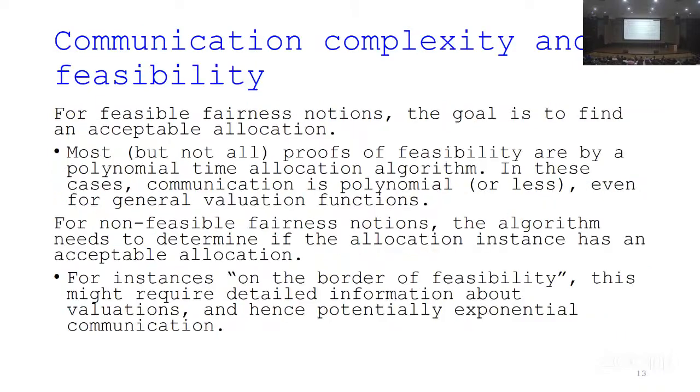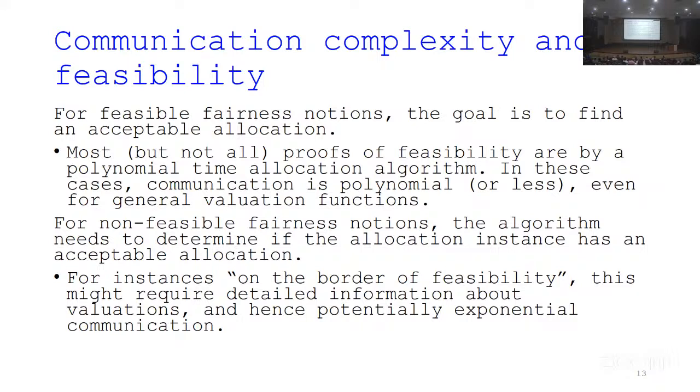So what does communication complexity have to do with feasibility? If we have a feasible fairness notion, we know that an allocation always exists. So the problem is only to find this allocation. And in this case, we expect the communication not to be too bad. Why is that? Because usually when you say that a fairness notion is feasible, you have an algorithm and a proof that it is feasible. And this proof often is algorithmic. And often the algorithm runs in polynomial time. So often this would limit the communication also to being only polynomial communication.